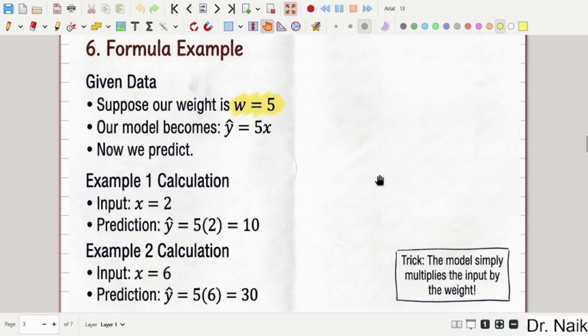For example, suppose we are given some data. In that data the weight is 5. Our model becomes y hat equals 5x. Now we can predict: if the input x is 2, then y hat is 5 into 2, that is 10. If the input x is 6, then y hat is 5 into 6, which is 30.